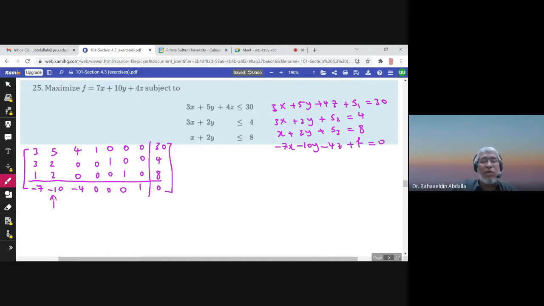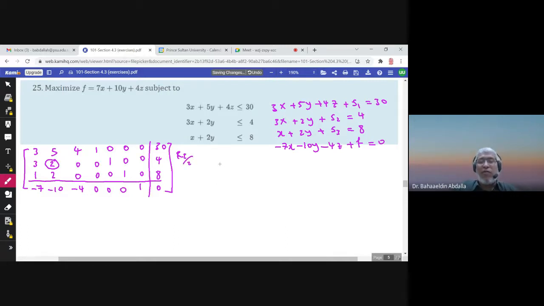This is the most negative. 80 divided by 2 is 4. 4 divided by 2 is 2. 30 divided by 5 is 6. This is the smallest. So this is the pivot row, and the pivot element or the pivot entry is 2. So we start by dividing row 2 by 2.